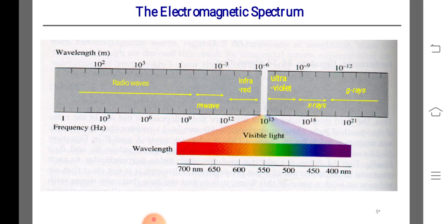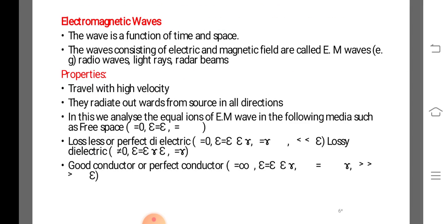Maxwell's equation 2, from Faraday's law in point form, is given by del cross E equal to minus dou B by dou t. So del cross E equal to minus mu dou H by dou t. Take the curl on both sides. Del cross H equal to sigma E plus epsilon dou E by dou t.